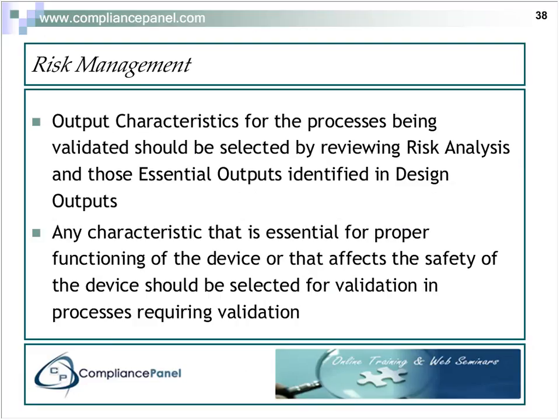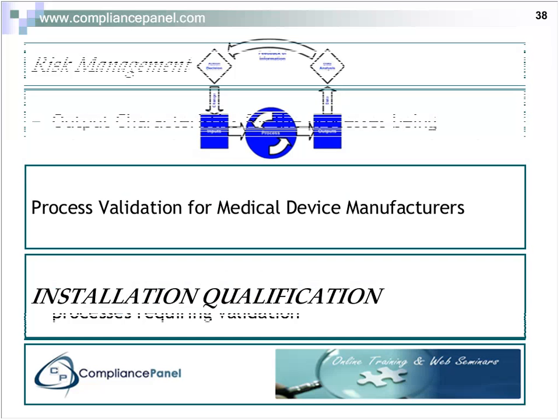The FDA does have a regulatory requirement that designers identify those outputs that are essential for the proper functioning of the medical device, and those should be identified in drawings and specifications. This has been a weak point by companies, however, and you can't always depend on those existing. So you need to use a selection process to determine where we are there. Any characteristic that's essential for proper functioning and affects safety should be selected for validation in processes that require validation.